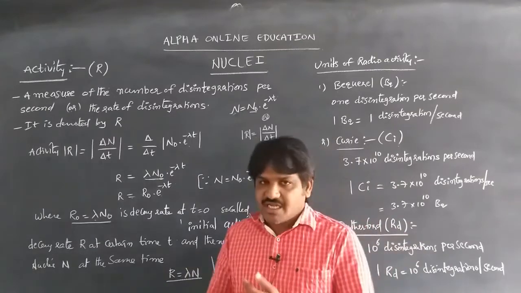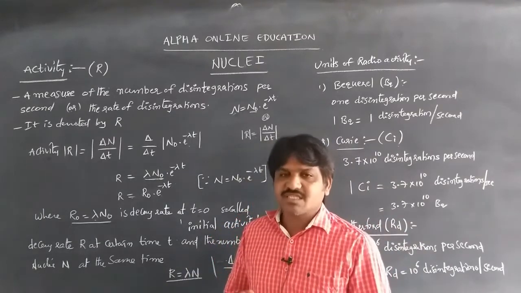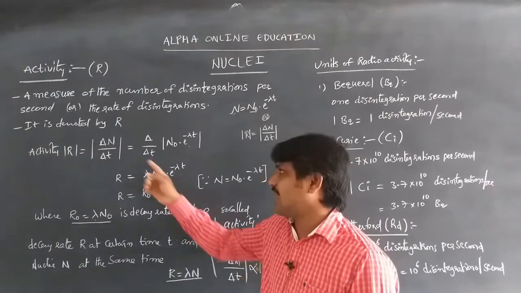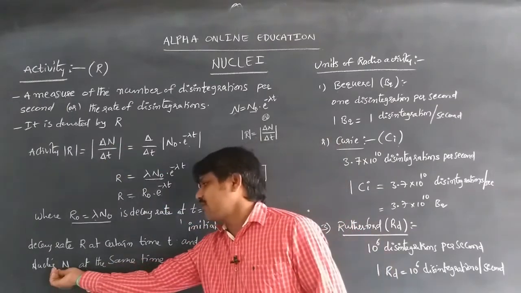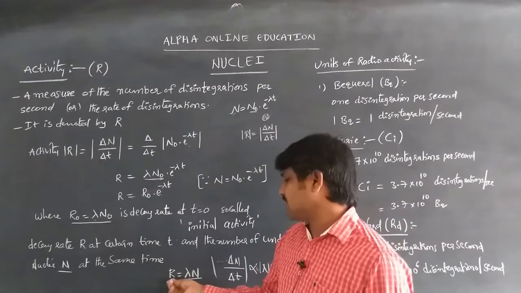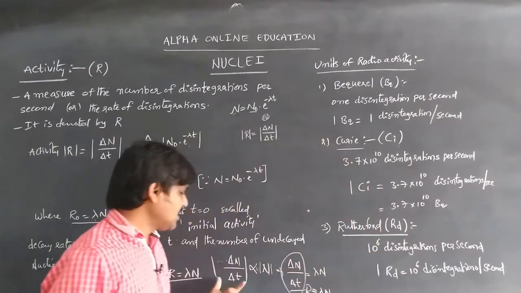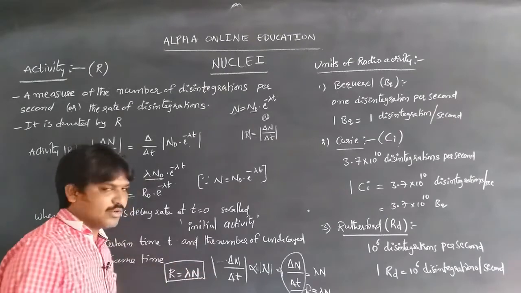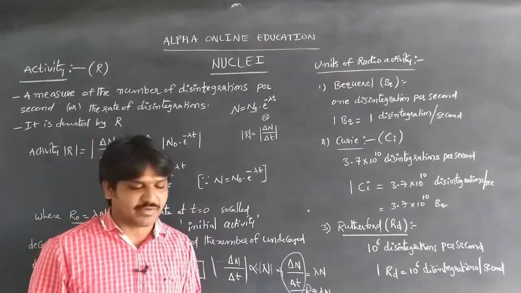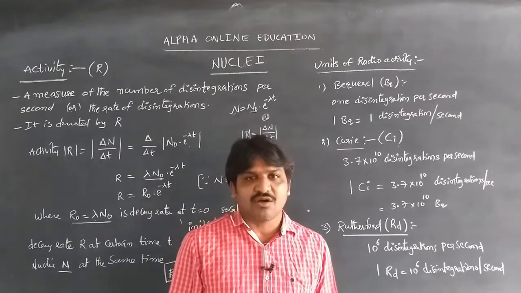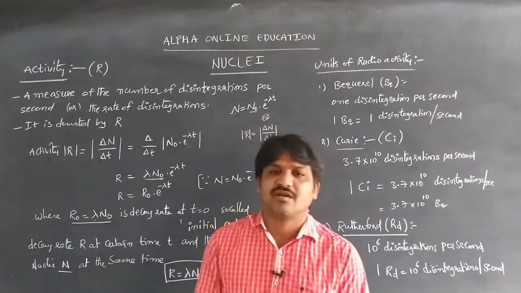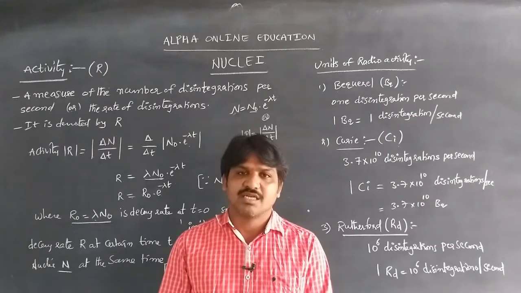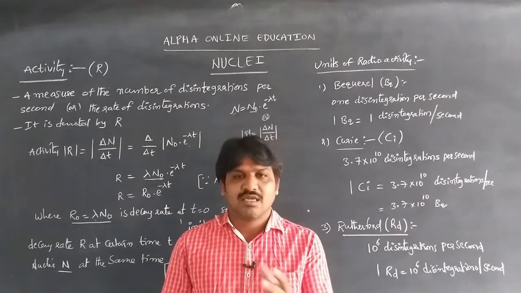If the decay rate is R after some time t, then the undecayed nuclei can be called n. From that equation, we get R is equal to lambda n. This is about activity. We know that the number of disintegrations per second of nuclei is called activity, denoted with R. Then what are the measures?